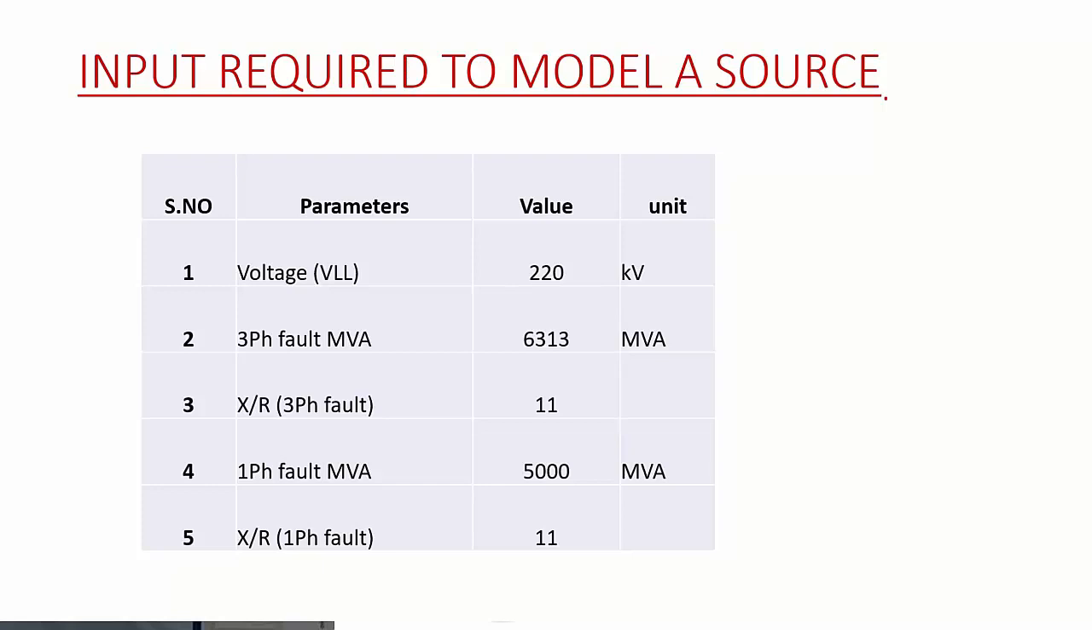I have chosen line-to-line voltage as 220 kV, 3-phase fault MVA as 6313 MVA, and single-phase fault MVA as 5000 MVA. 11 is chosen as the X/R ratio for both 3-phase and single-phase fault. With this input data, I am going to model a source and validate the same using different softwares.